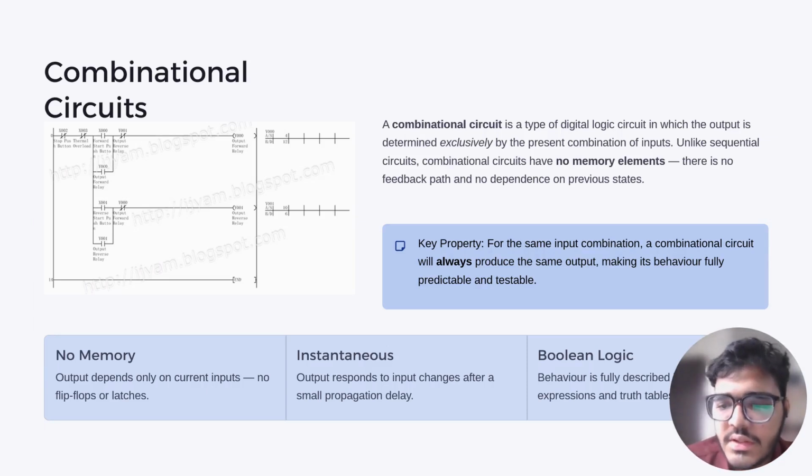Now, the combinational circuit in the ALU. A combinational circuit produces output based only on current input. It has no memory elements like flip-flops. This makes it predictable and fast. All ALUs are based on combinational circuits, as we mentioned earlier in our title, ALU implementation using combinational circuits.